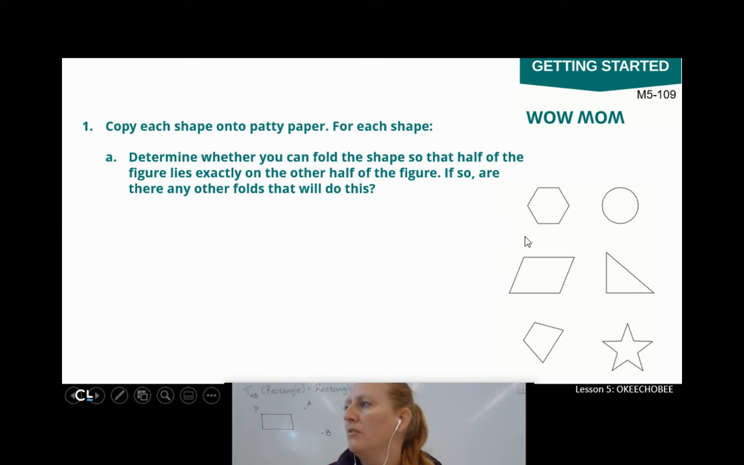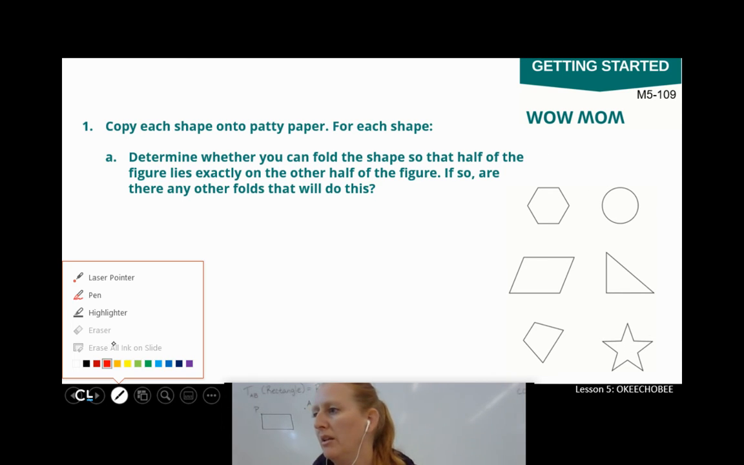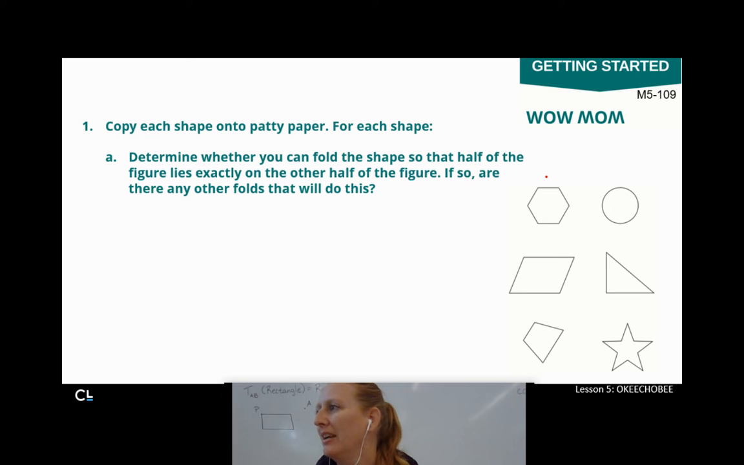So I'm looking at this first figure here, and I realize I could draw a line, like, oh, wait, I need a pen to draw a line. Haha. I could draw a line right through the middle. And if I folded it on that line, this side would end up right on top of that side. But it's not the only one. I could fold it this way, or this way, or this way, or this way, or this way. Oh my gosh, so many different ways I can fold it here.